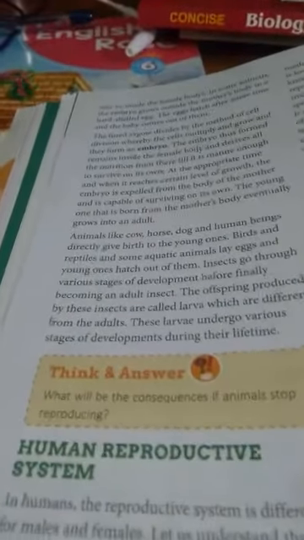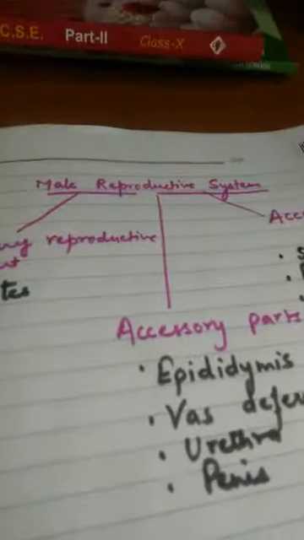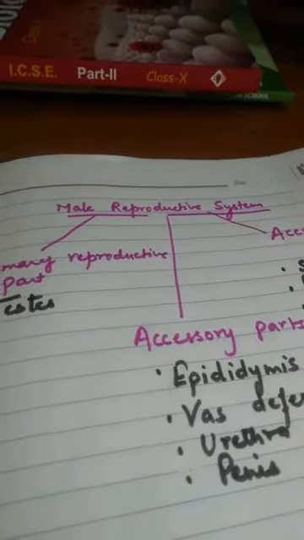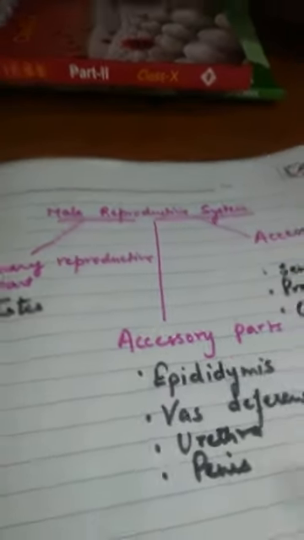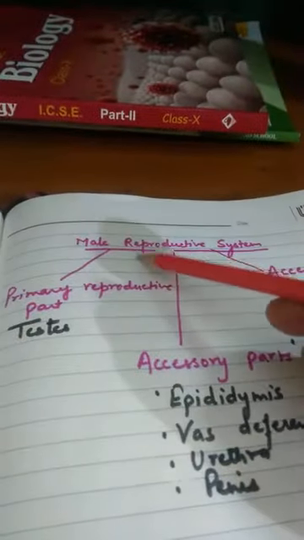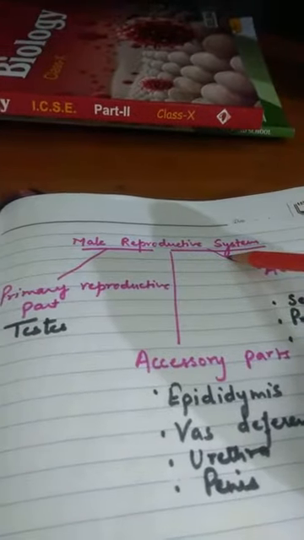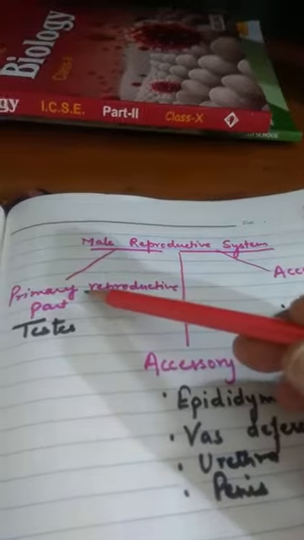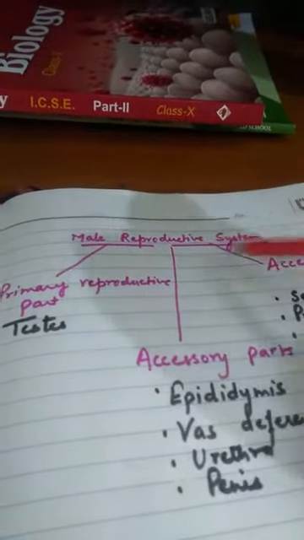So now we will study the reproductive system in human beings. First in human beings we will study the male reproductive system and then we will study the female reproductive system. So let us discuss first the male reproductive system. The male reproductive system consists of three important parts.